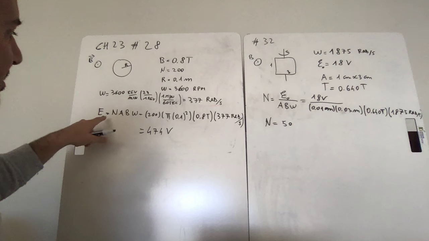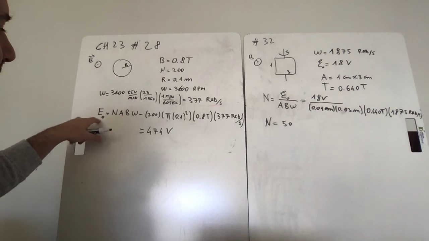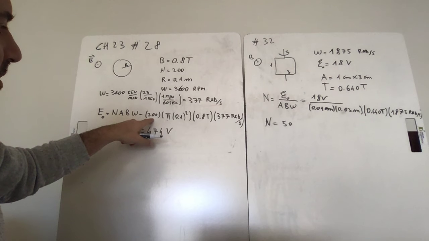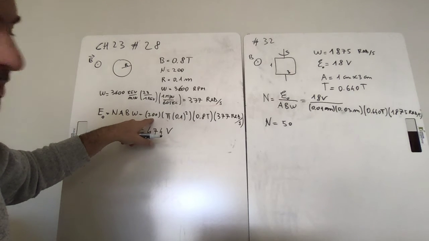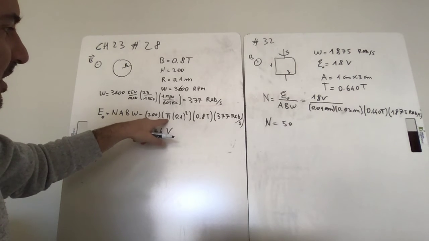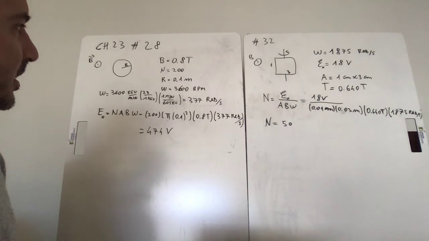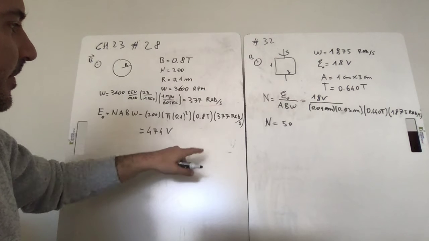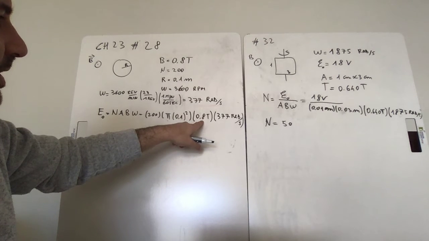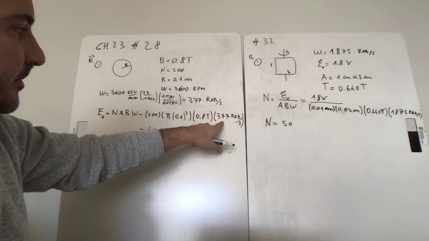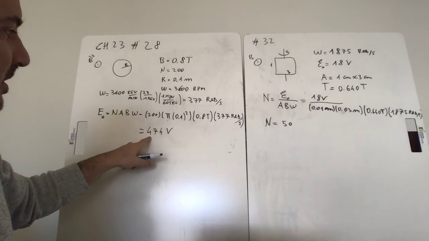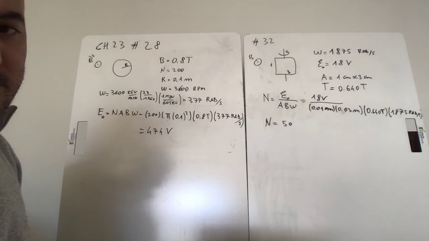Once we have this number, we can just plug in this formula where the epsilon naught or E naught is 200, the number of turns in our coil. The area, so it's pi times 0.1 meters squared, times B, which is 0.8 Tesla, times the omega. And the number comes to be 474 volts.